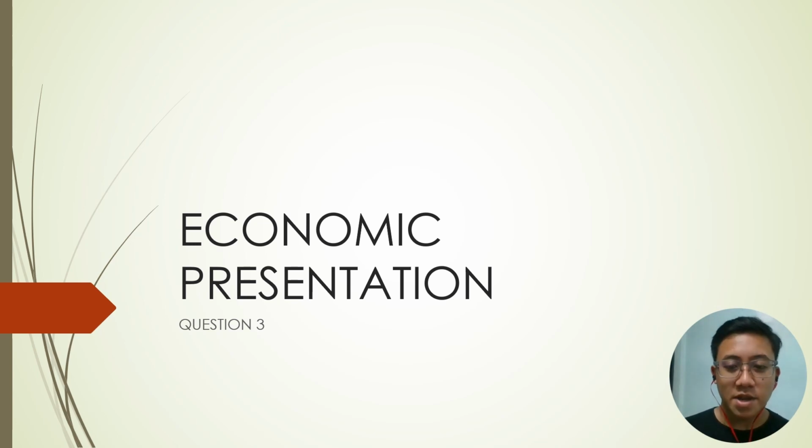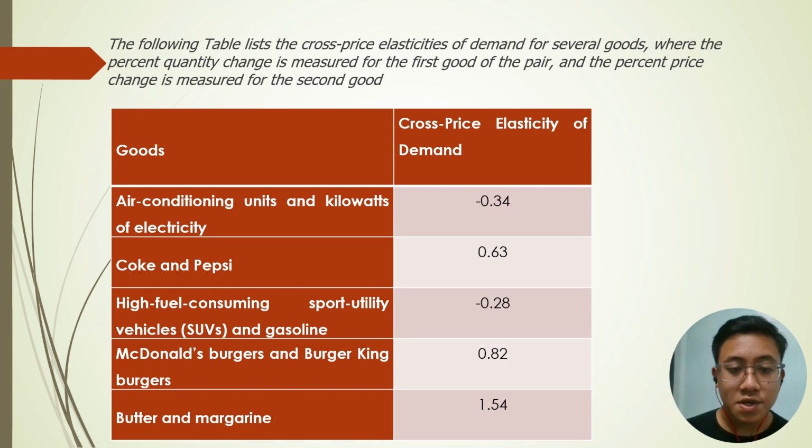Assalamualaikum. My name is Ahmad Zarif, and today I will be answering question 3 in this presentation. As you can see, this is the following table listing the cross price elasticities of demand for several goods. We have two columns in this table, one for goods and one for the cross price elasticities of demand. In this question, we will answer two parts, Roman 1 and Roman 2.